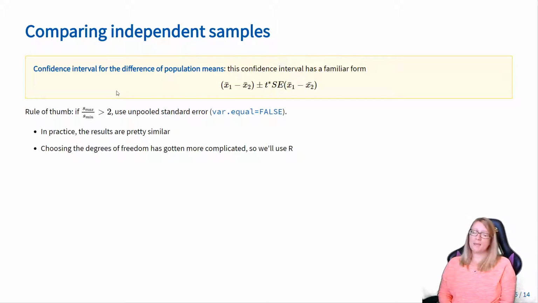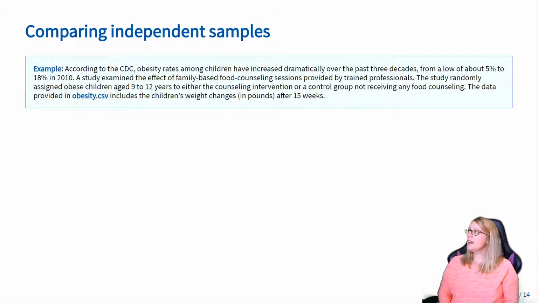In practice, depending on which assumption you use, the results are pretty similar. So there's often not that big a difference between assuming that the variances are equal versus assuming that they are not equal. So let's take a look at an example.